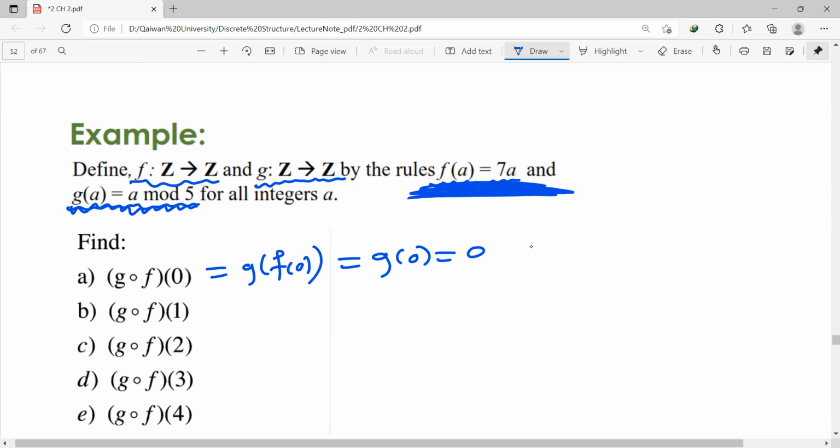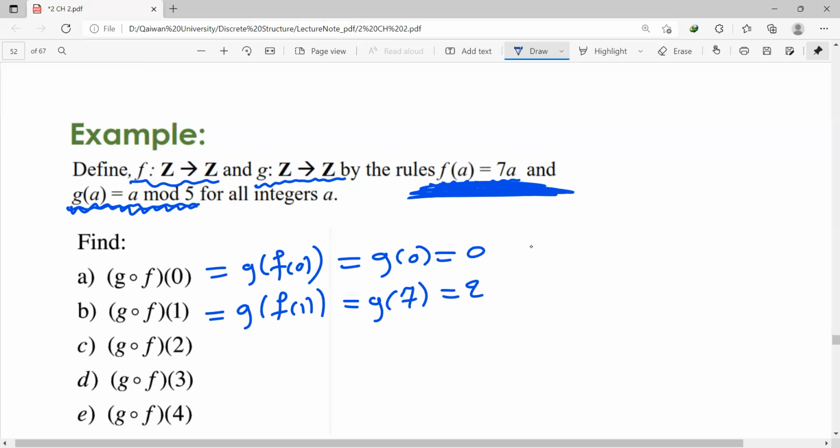Okay? How about g circle f of 1? It equals g of f of 1. So you get g of 7. How about g of 7? 7 divided by 5. What's the remainder here? 2, yeah.